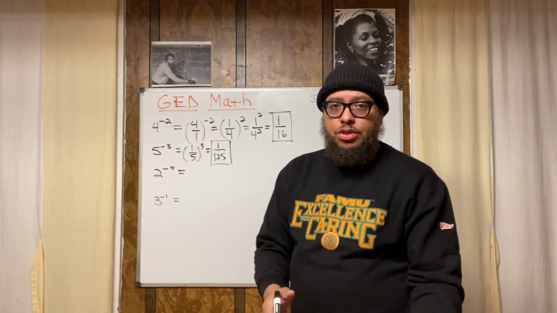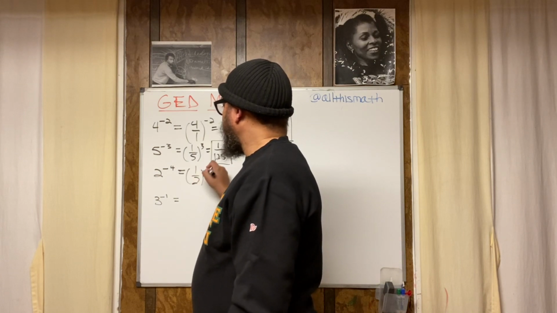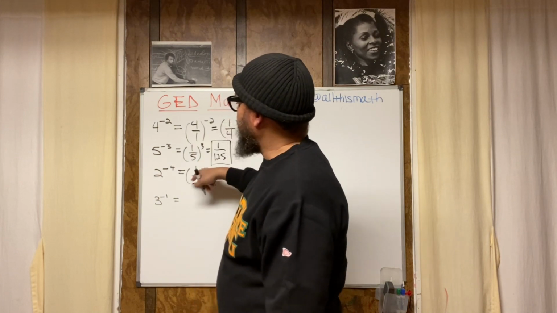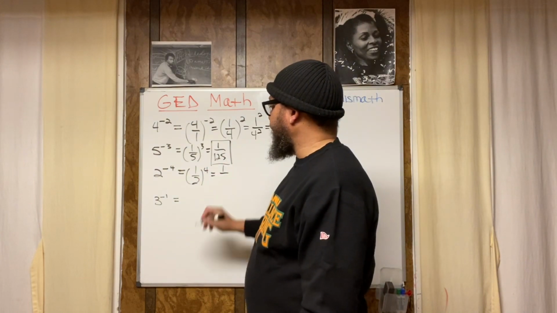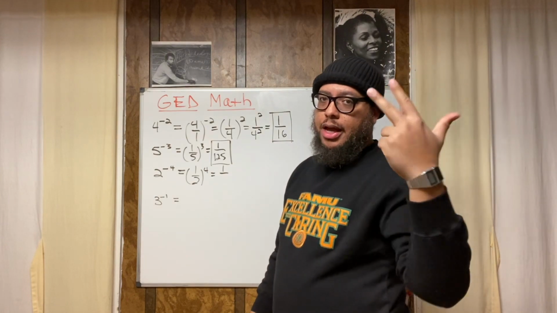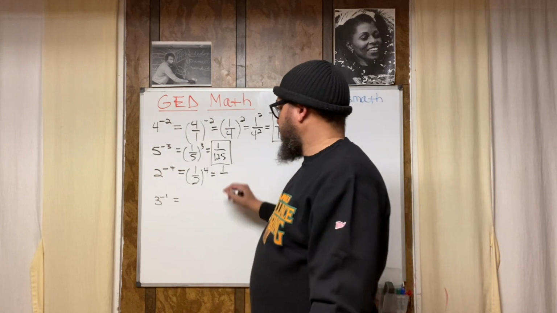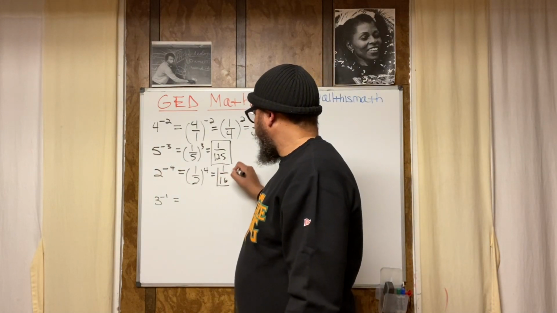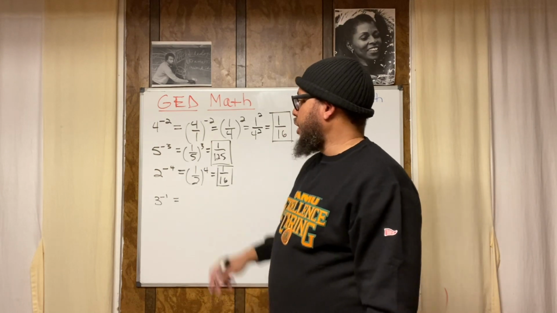So what's the reciprocal of 2? 1/2. So you got 1/2 to the 4th. Then you got 1 to the 4th, that's 1. And 2 to the 4th is, again, not 8. 2 times 2 is 4. 4 times 2 is 8. 8 times 2 is 16. That's 4 2s. So that's 1/16. That's 2 to the negative 4 power.